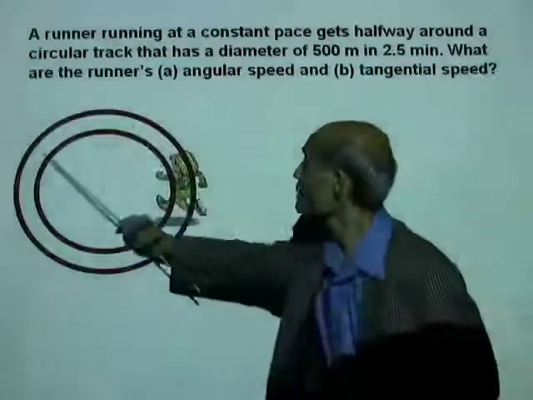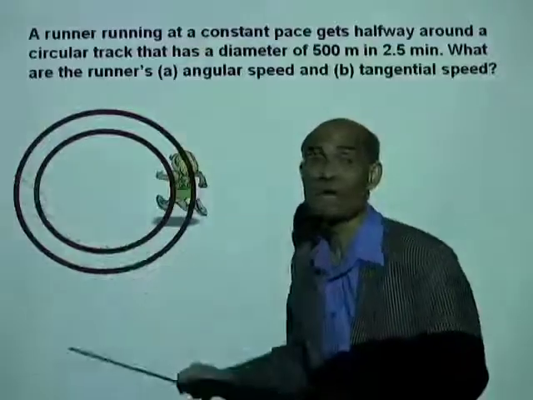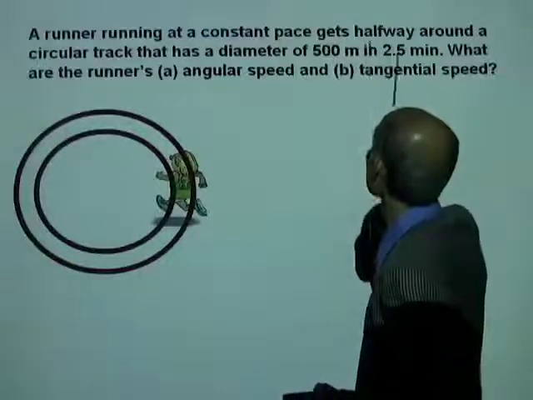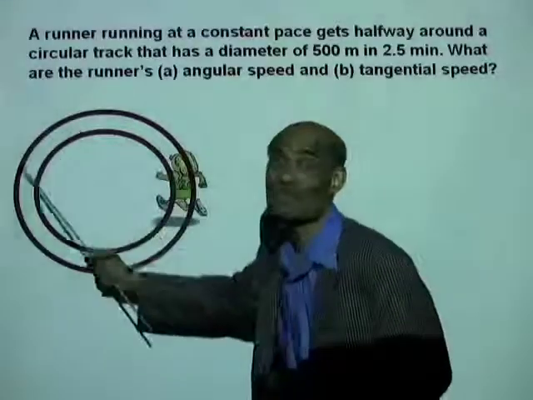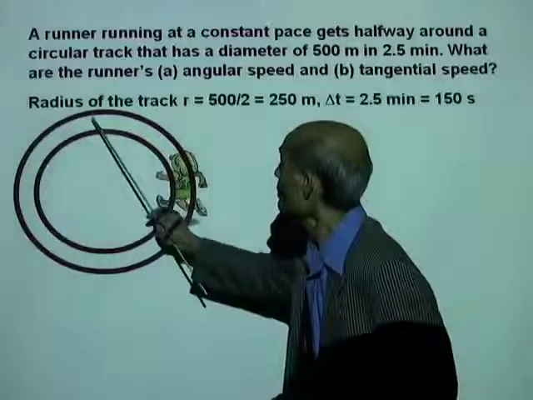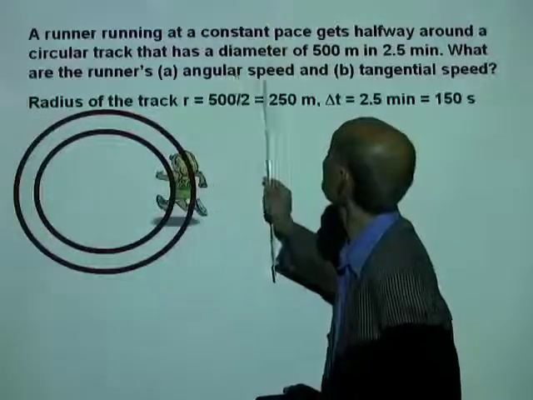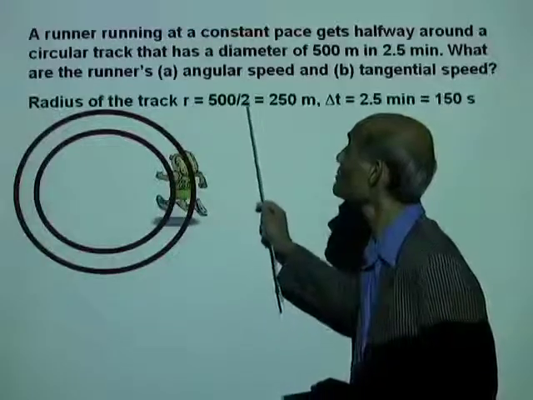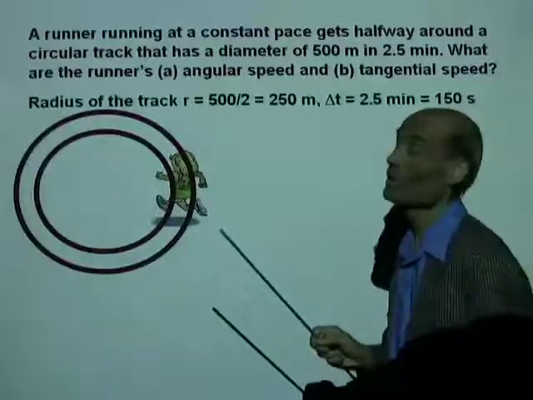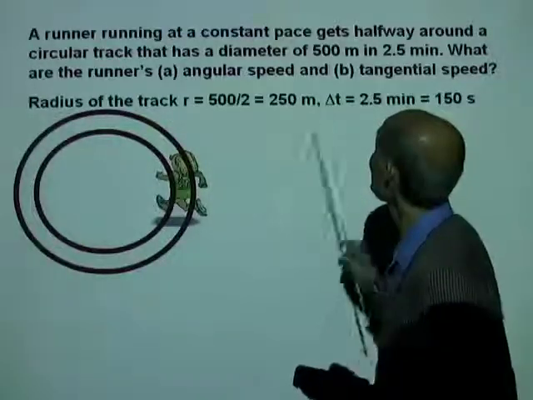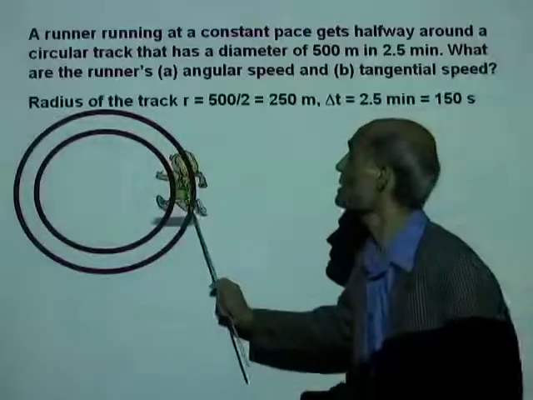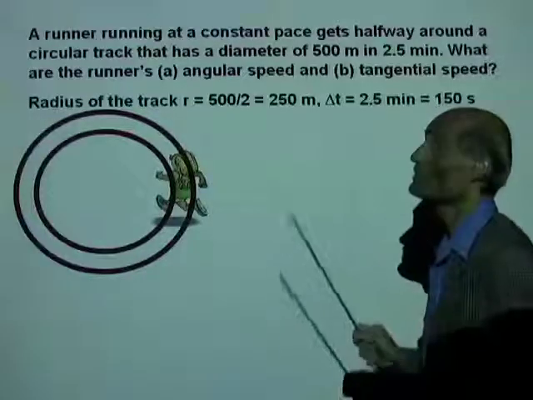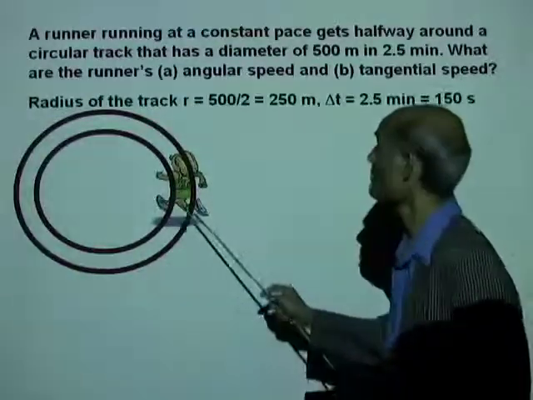Alright, now here is this circular track and there I have the runner. Now the runner runs at a constant pace and gets halfway around the circular track. If the diameter of the track is 500 meters, its radius will be 500 divided by 2, that is 250 meters. And the time taken by the runner to go halfway through the track is 2.5 minutes, that is 150 seconds.